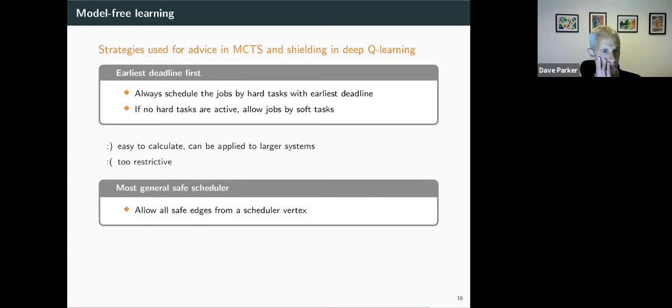On the other hand, we have the most general safe scheduler that allows all safe edges for a scheduler vertex in the MDP. While this allows for maximum exploration as it leaves open all possible safe scheduling solutions, it needs to be pre-computed to be used. We use the tool called Absinthe to compute this.